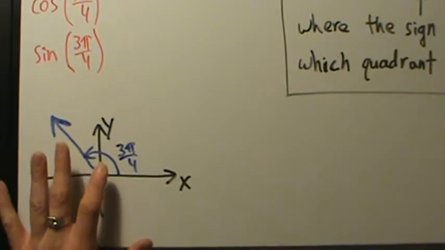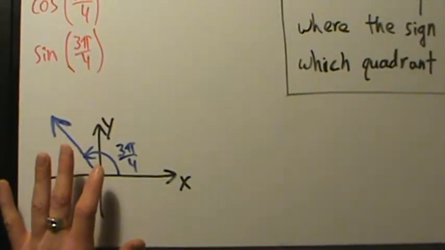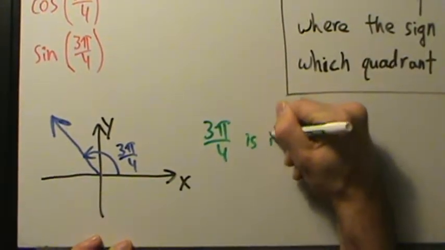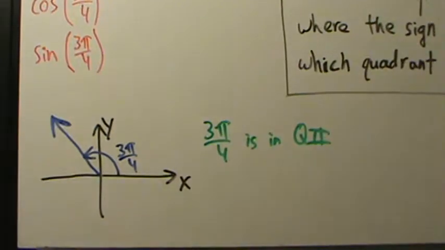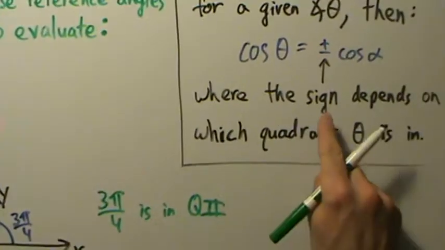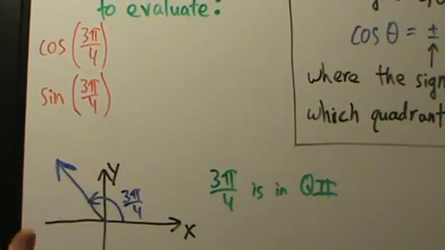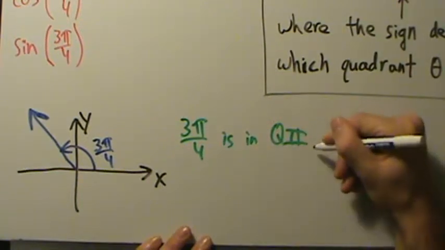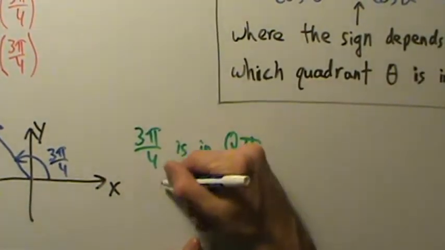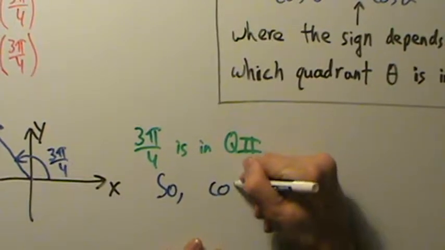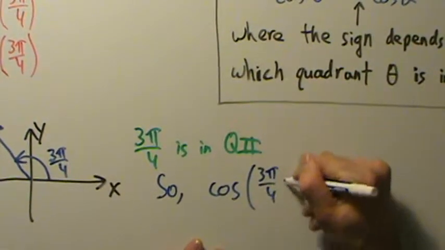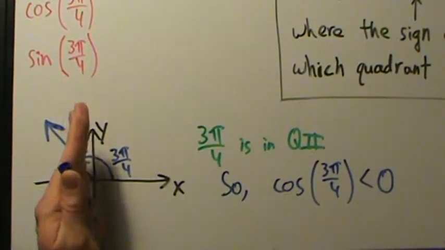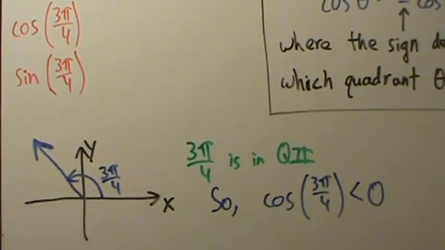3 pi over 4, what do we see here? 3 pi over 4 is in quadrant 2. So what can we say about the sign of the cosine and sine functions? Since 3 pi over 4 is in quadrant 2, cosine of 3 pi over 4 is negative. Remember, if you're in quadrant 2, the cosine is negative because cosine is the x-coordinate on the unit circle, and you're to the left of the y-axis.